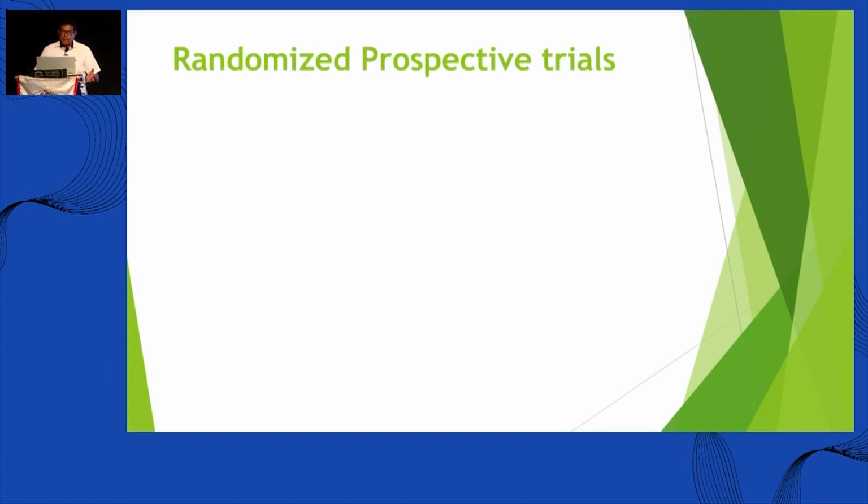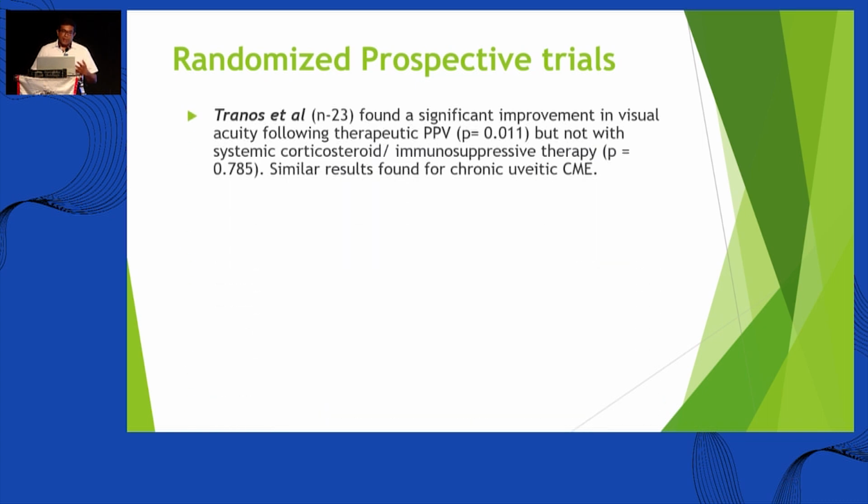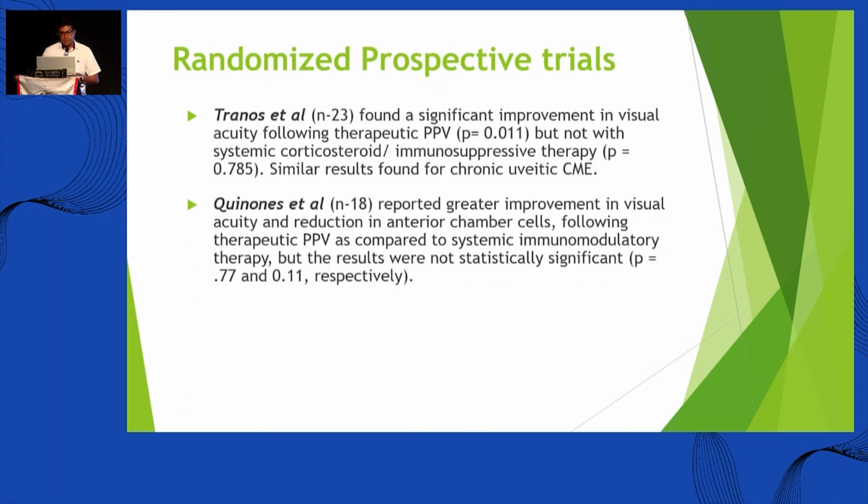Over the last 20 years, if you have looked at the randomized prospective studies, there's hardly any, actually only 3, and all these have very limited numbers. The numbers are very small, and they also give confounding evidence. So Tranos and his colleague showed that there is an improvement in the visual acuity and the cystoid macular edema following surgery, but again the number is about 23. This is comparing to immunosuppressive therapy.